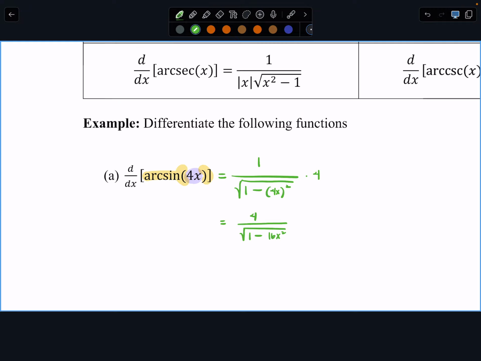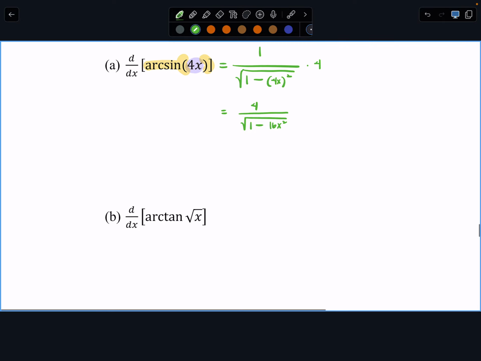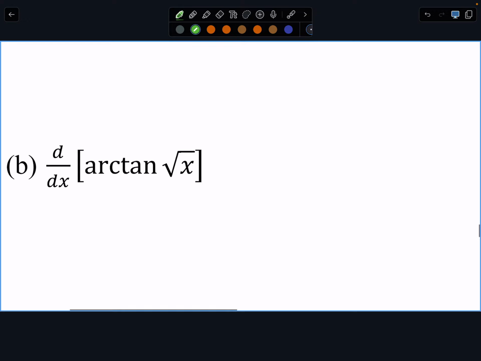Why don't you try the next one? Derivative of arctan of the square root of x. Again, thinking chain rule.